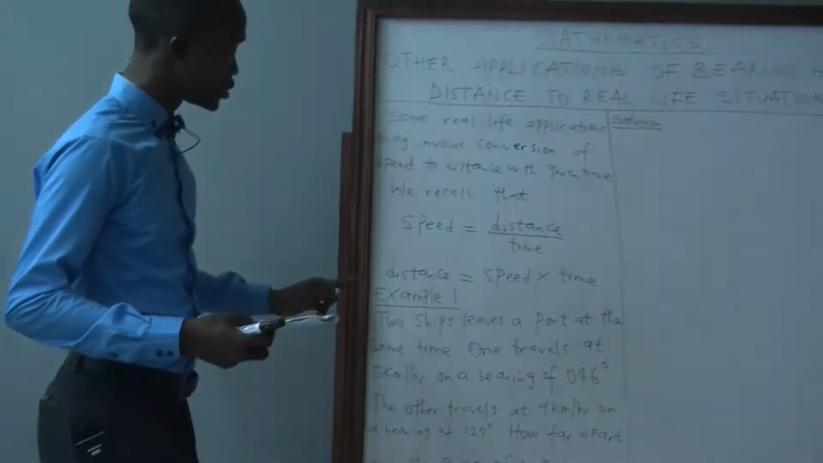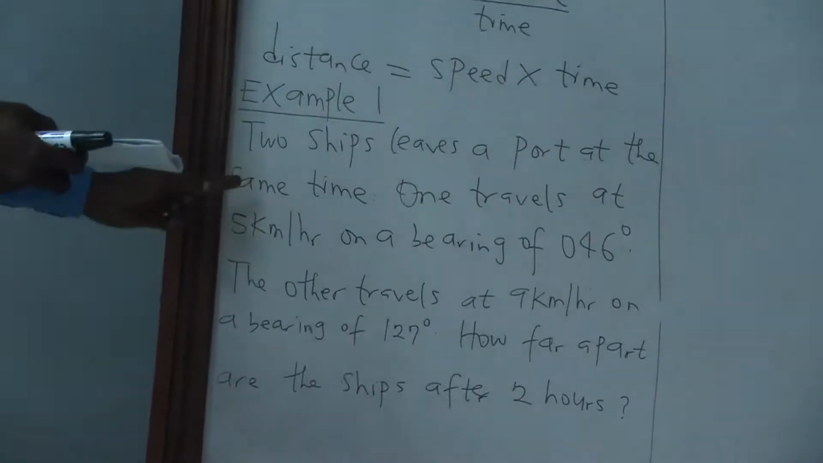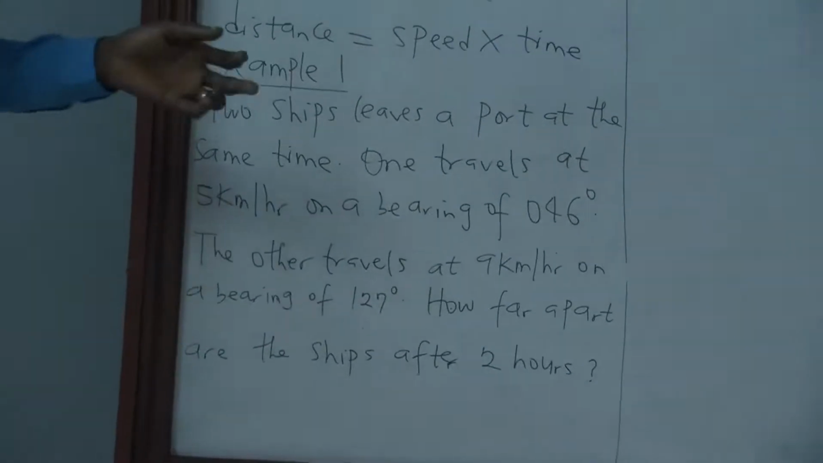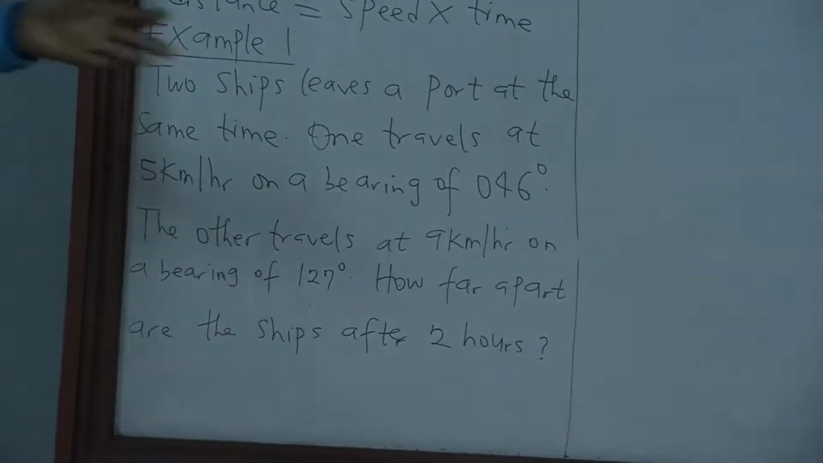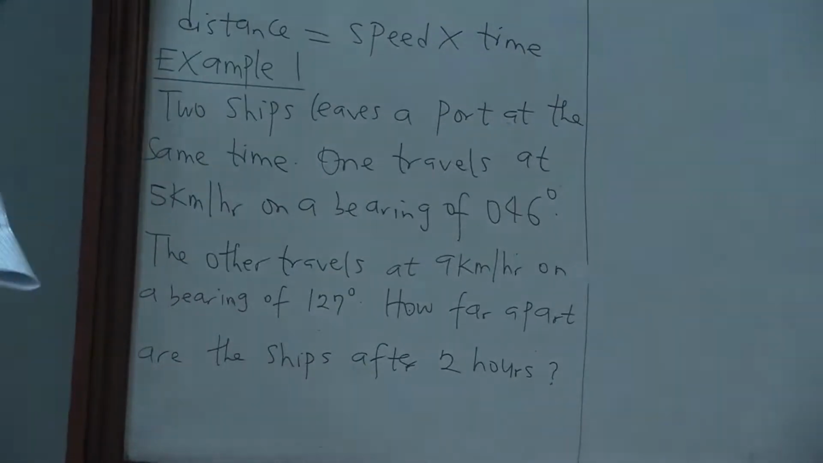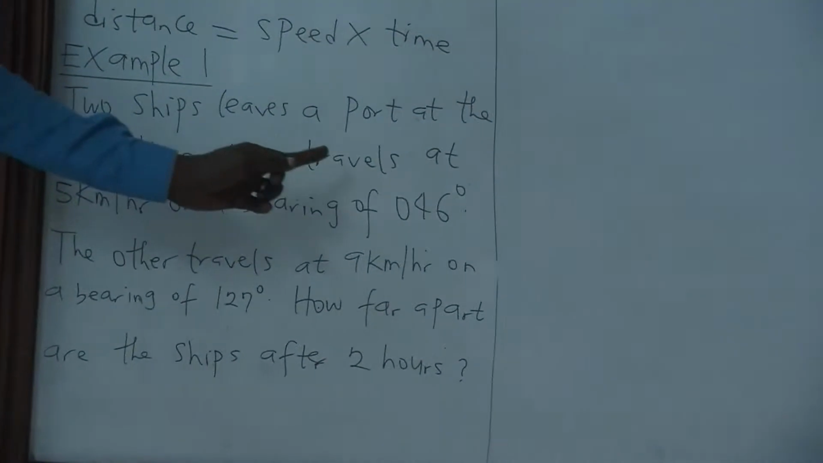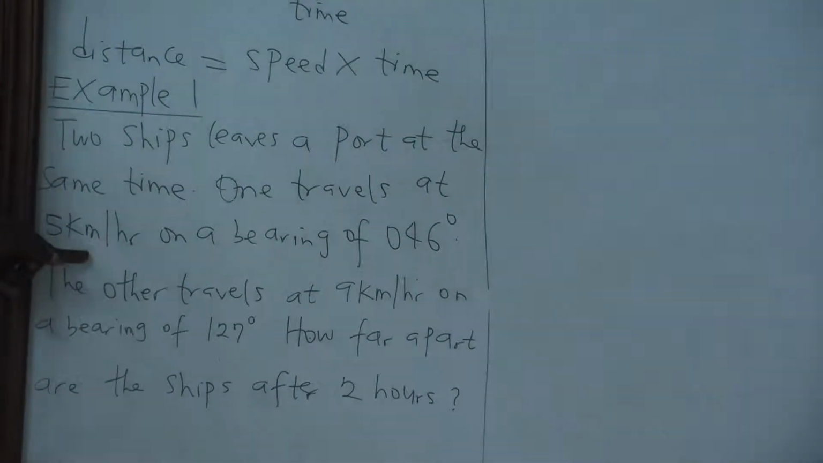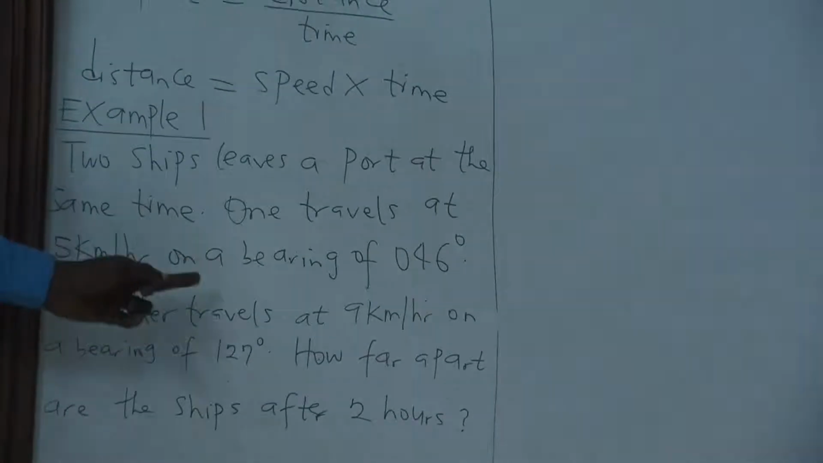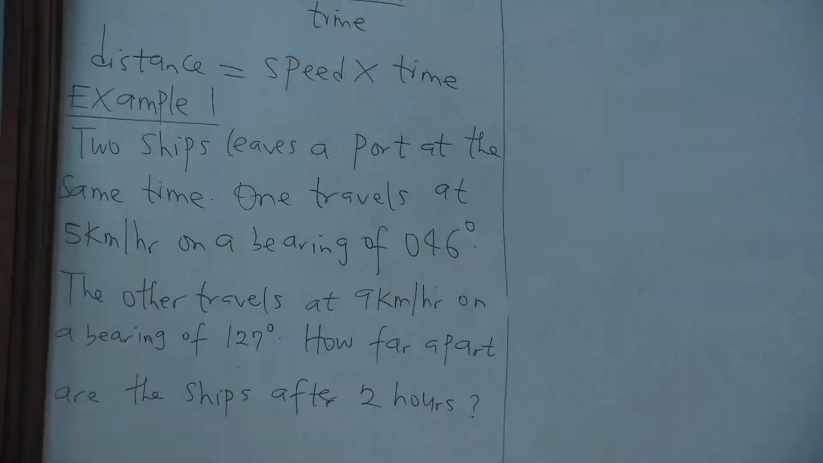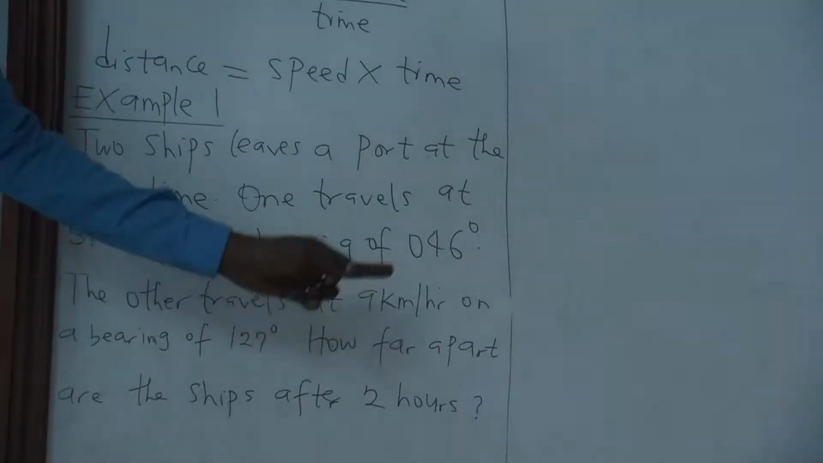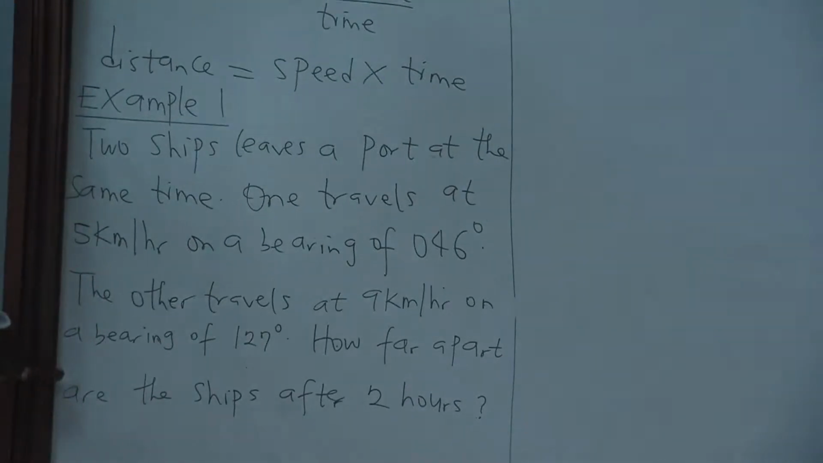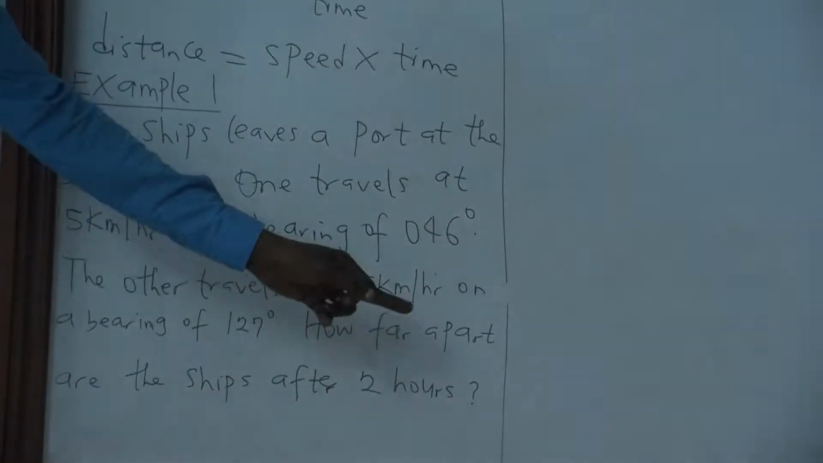The first example says two ships leave a port at the same time. There is a particular port, so we have two ships that are embarking on a particular journey, but they are going in different directions. They are leaving the port at the same time. One travels at 5 km per hour. Kilometer per hour is the unit for speed. On a bearing of 046 degrees, the other travels at 9 km per hour on a bearing of 127 degrees. How far apart are the ships after 2 hours?